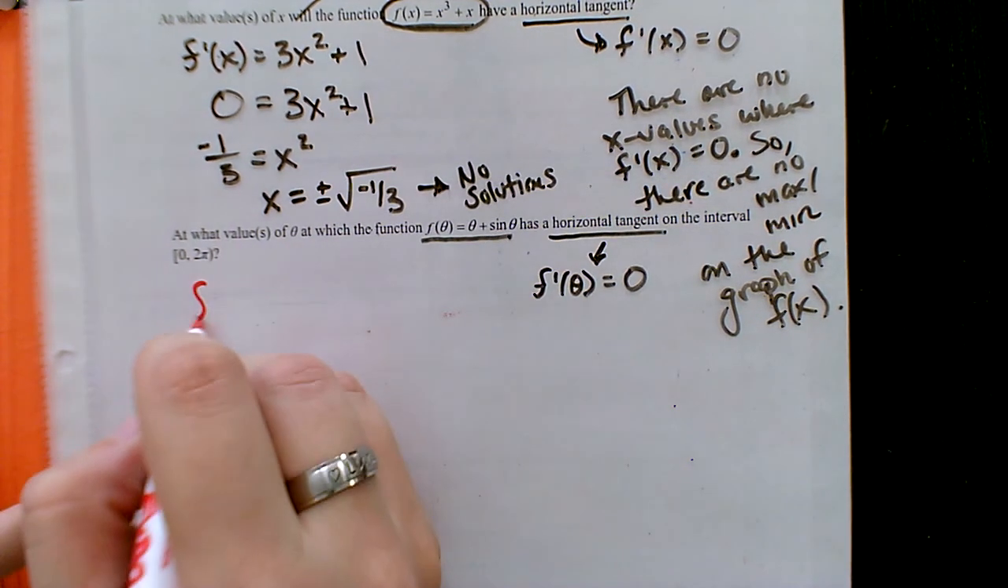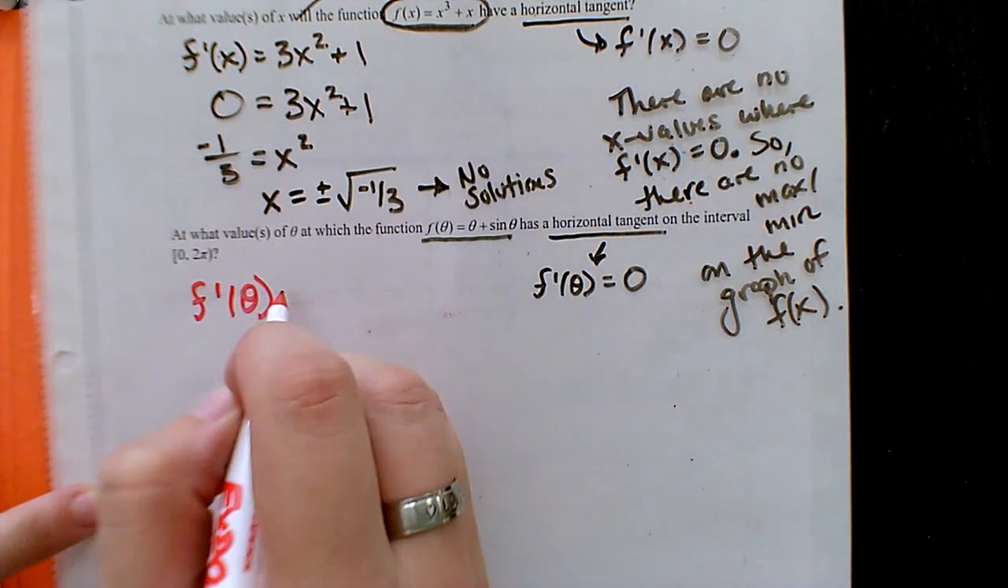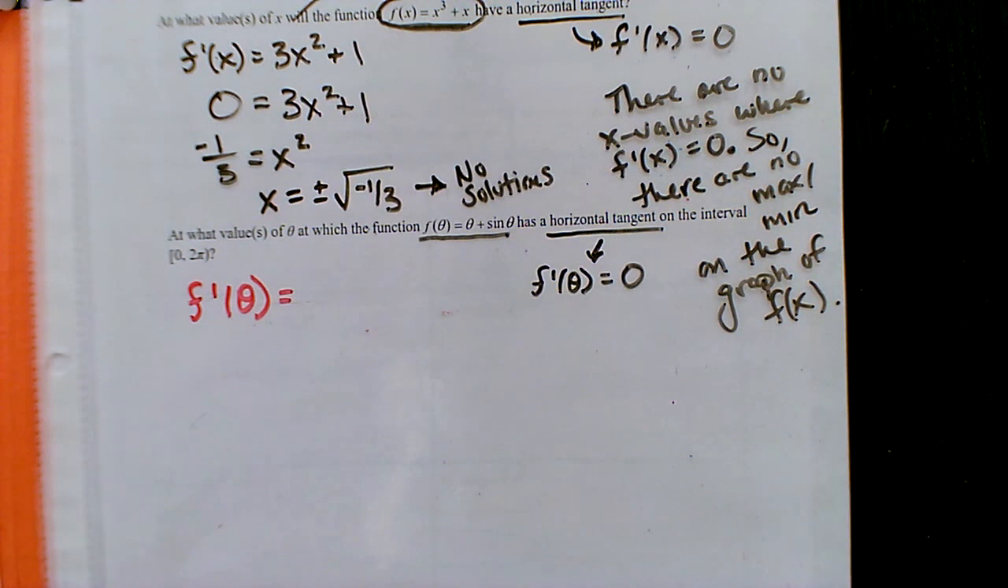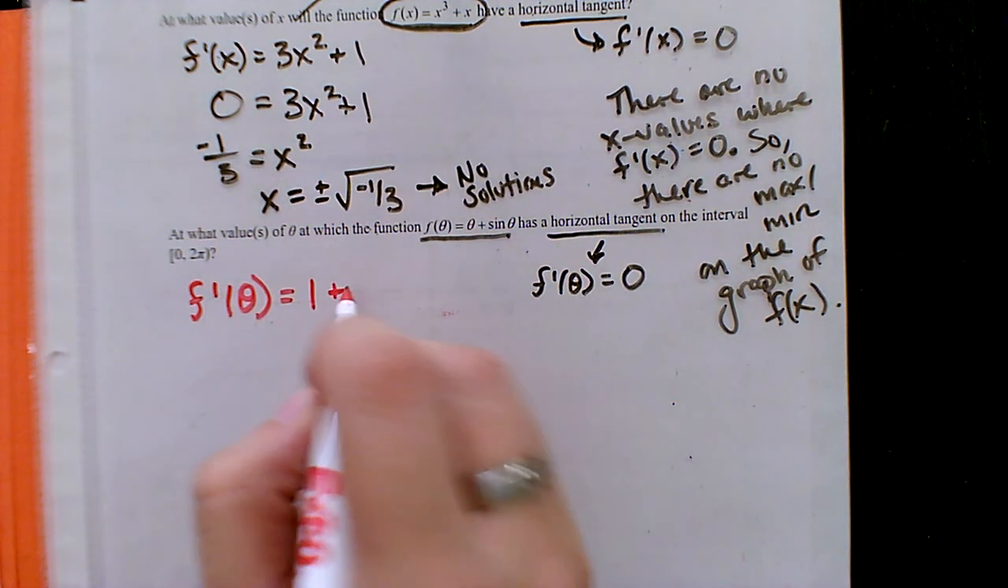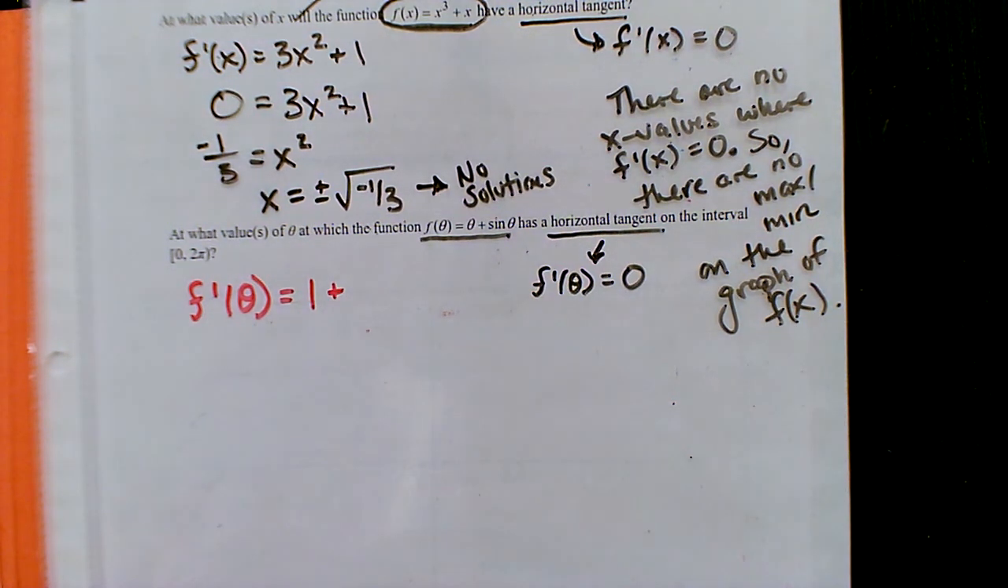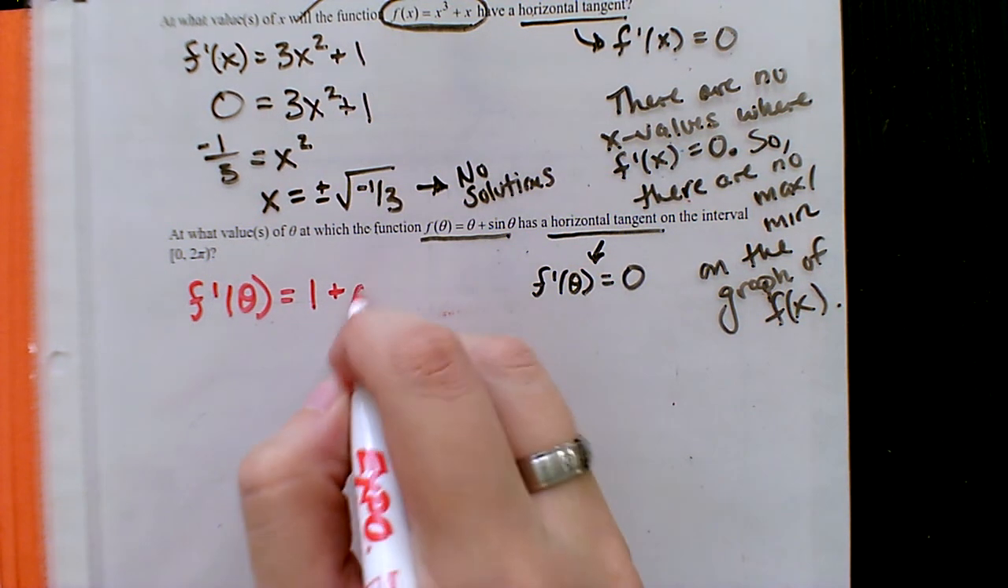All right, so let's find the derivative of our function. We should be able to do that real quick now that we have some of these shortcuts. The derivative of theta using our power rule, aka the derivative of x if you did it that way, would just be 1. And then what's our derivative shortcut for sine? The derivative of sine is cosine.